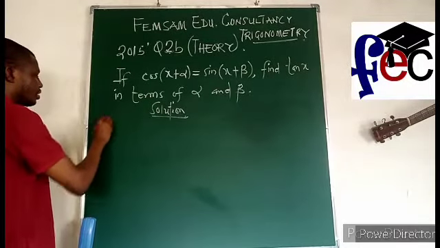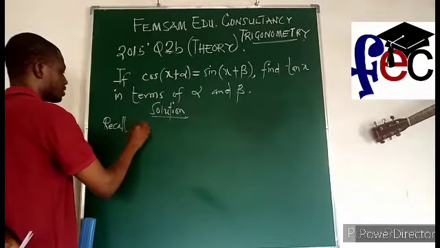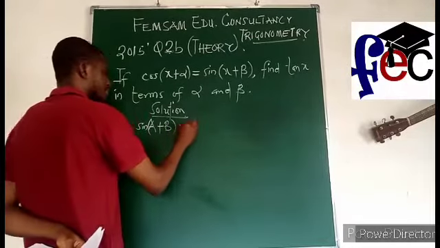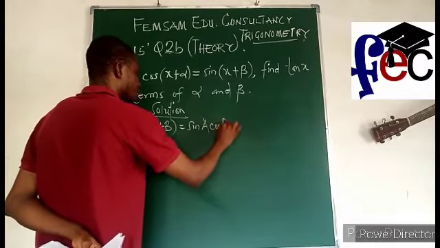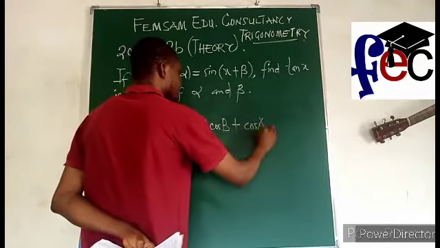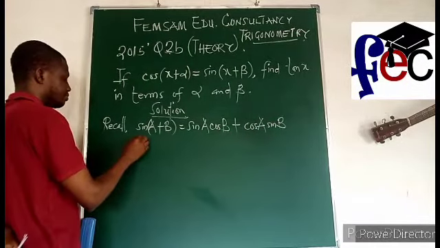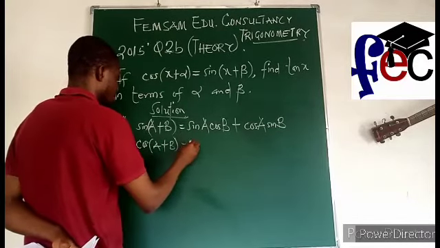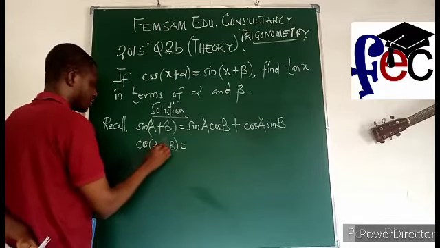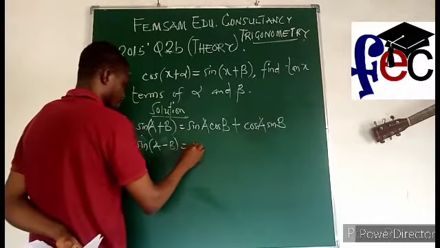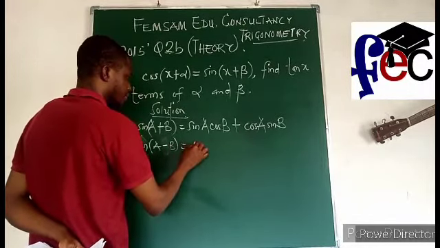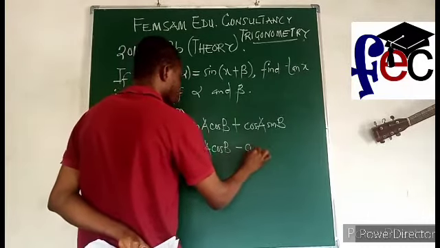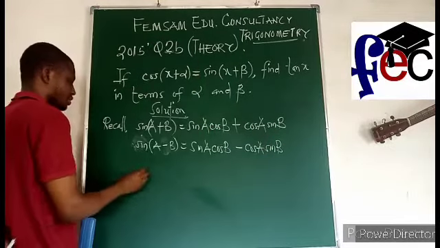So you need to recall that sin(A + B) will give us sin A cos B plus cos A sin B. And for the negative of the sine first, sin(A - B) will give us sin A cos B minus cos A sin B.